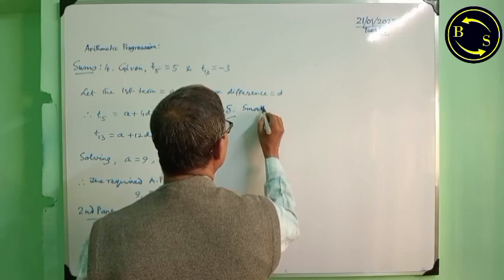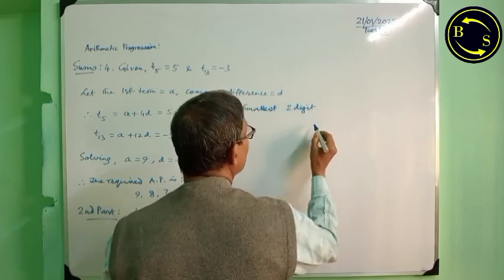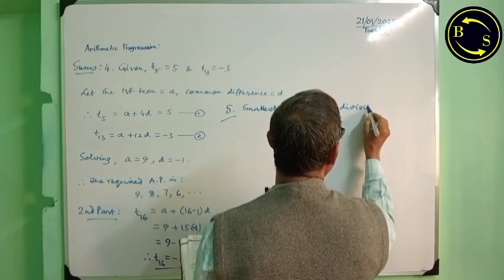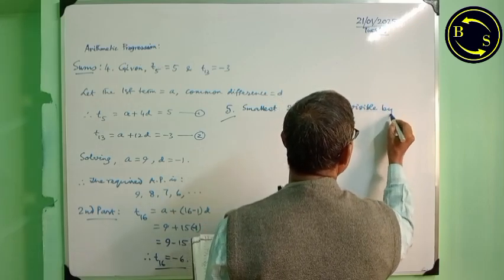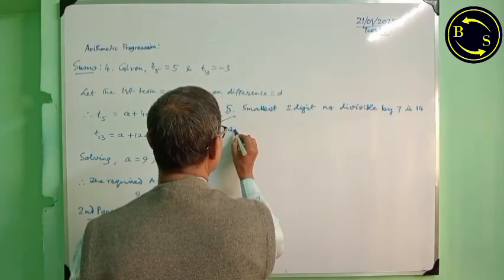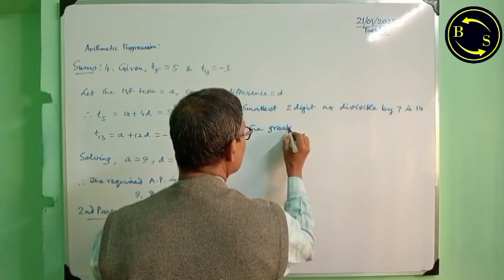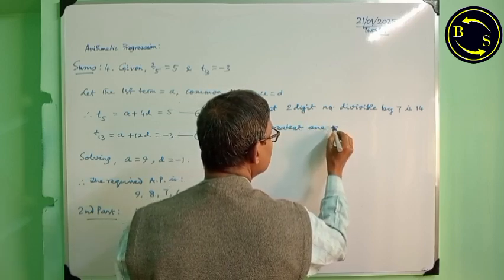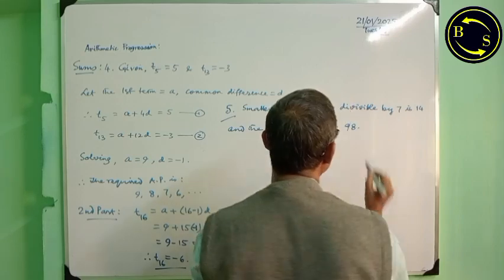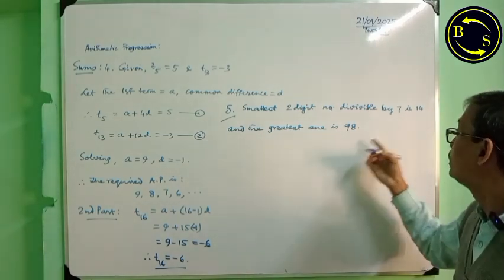Smallest two-digit number divisible by 7 is 14, and the greatest one is 98. Greatest two-digit number divisible by 7 is 98.